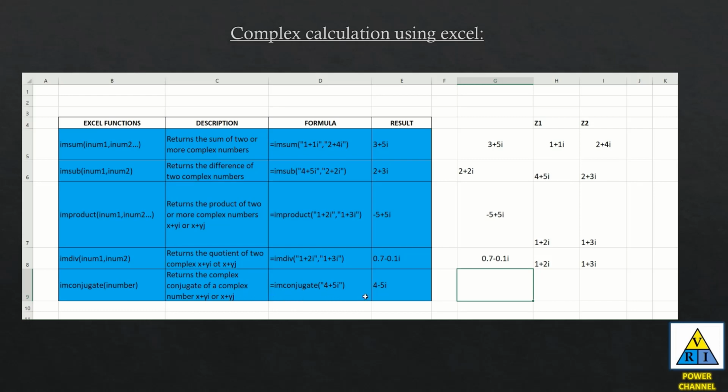Next is IMCONJUGATE, which returns the conjugate of a complex number. So here is 4 plus 5i. Taking the conjugate of this complex number, we will have IMCONJUGATE of the complex number 4 plus 5i equals 4 minus 5i.